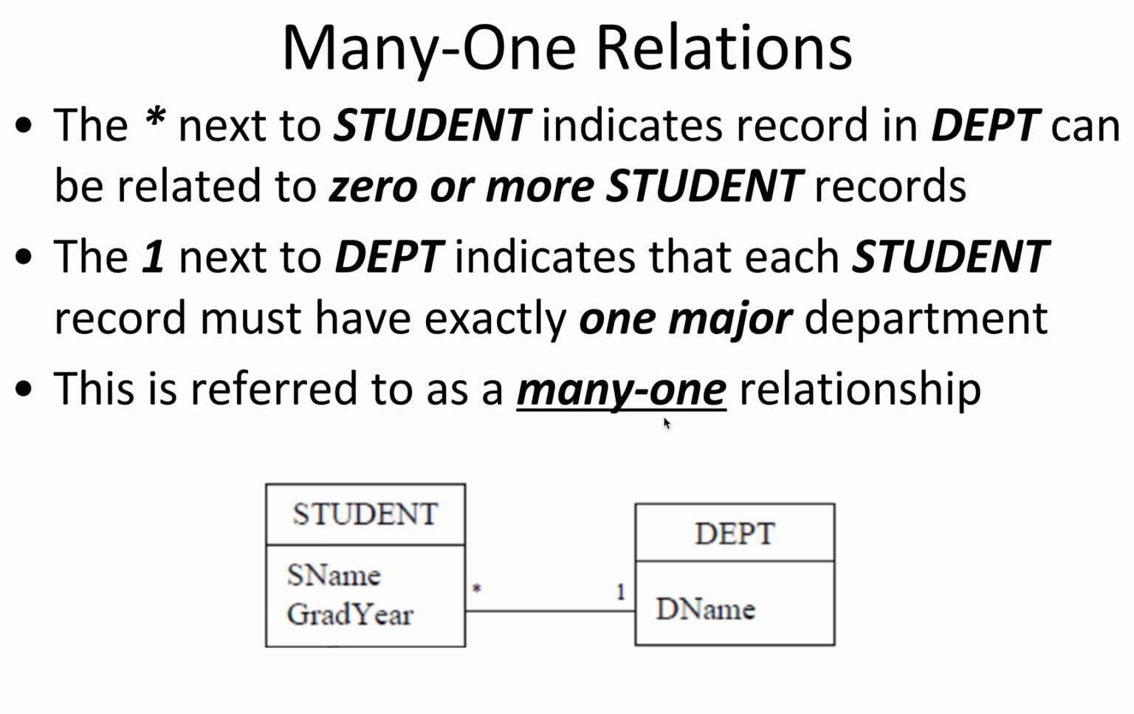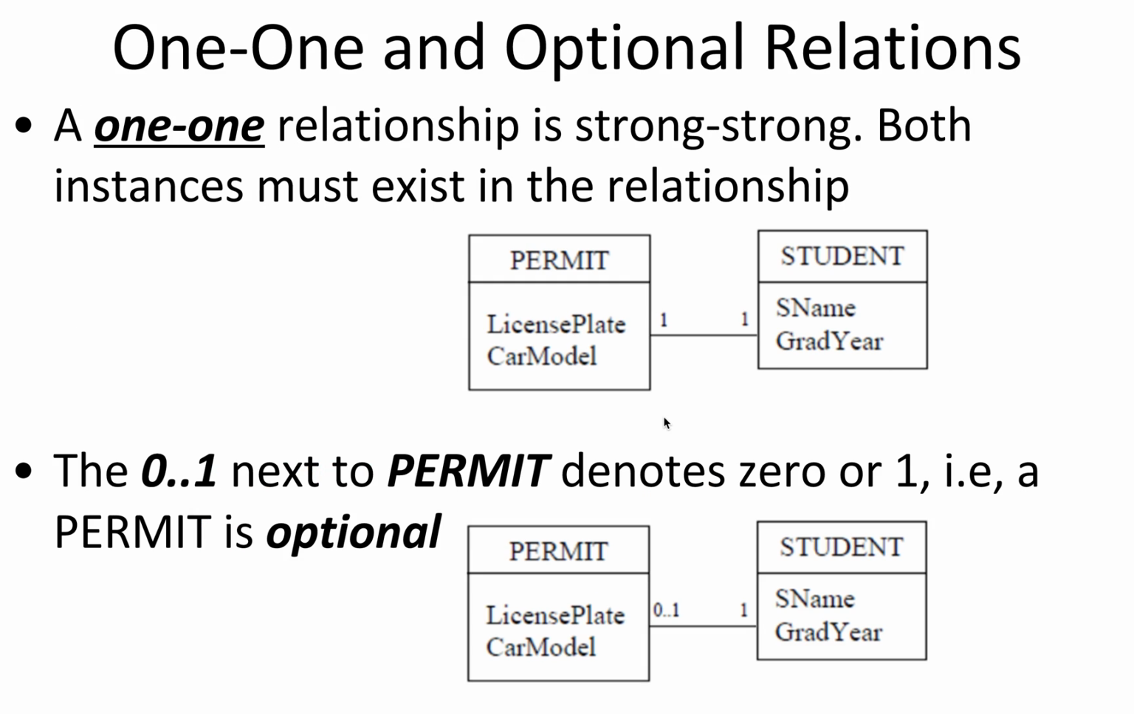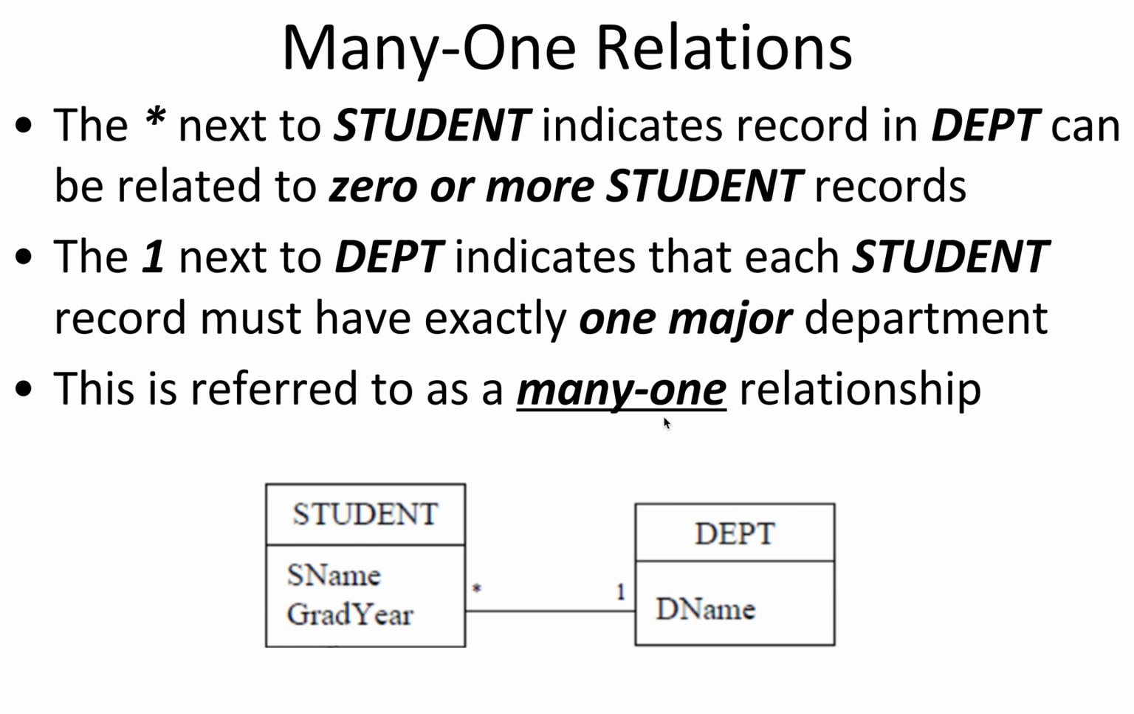One of the more common ones is the many-to-one. I can't figure out how this is moving.